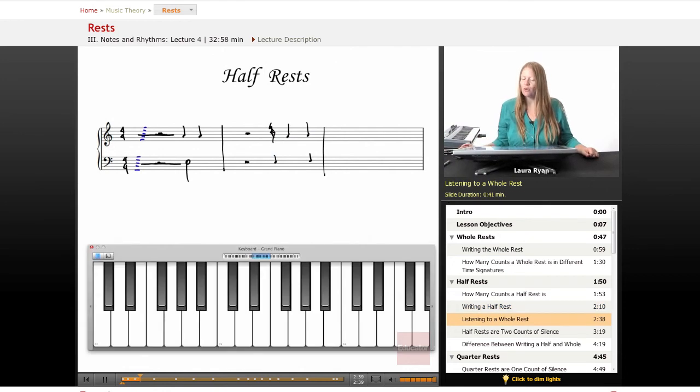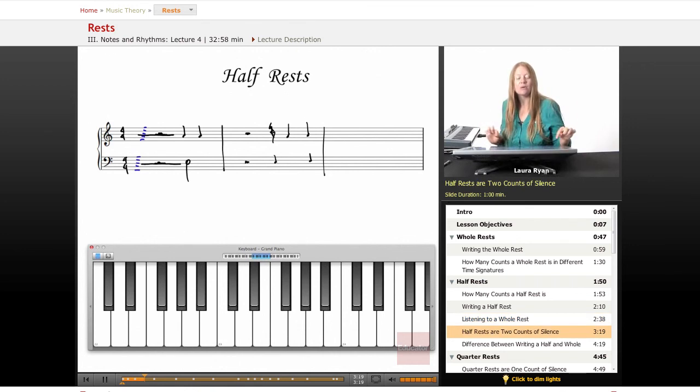So going back with the whole rest, as you remember, it's 4 counts of silence, or if you're in the time signature of 3, it's 3 counts of silence. So here's a B octave. We're going to play for 4 counts. 1, 2, 3, 4, rest, 2, 3, 4. 1, 2, 3, 4. Those are whole rests. If we're in the time signature of 3, we'll count 3. 1, 2, 3. 1, 2, 3. It's basically just as many beats of silence as there are beats in the measure.